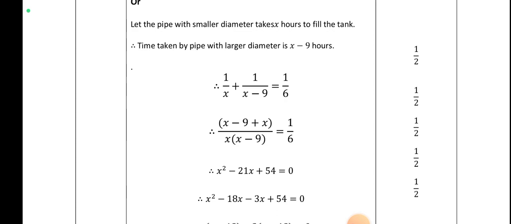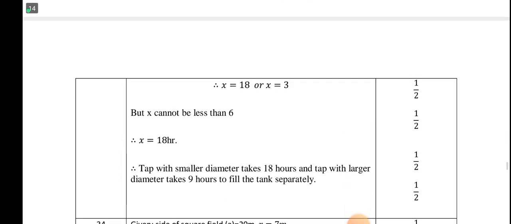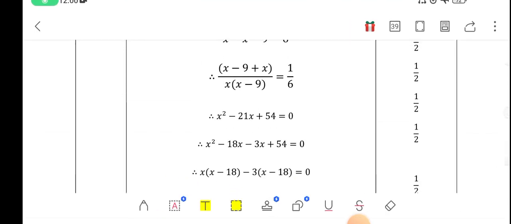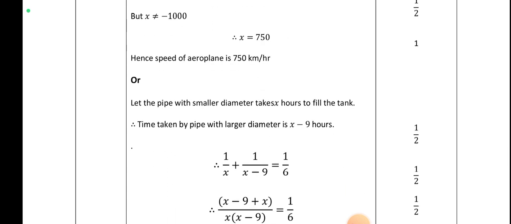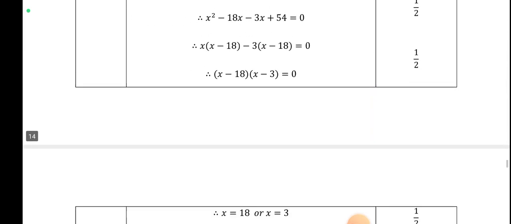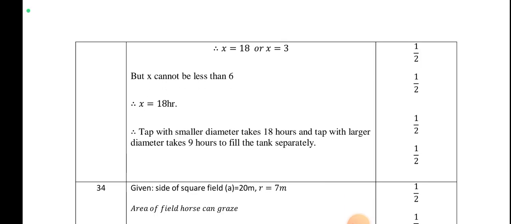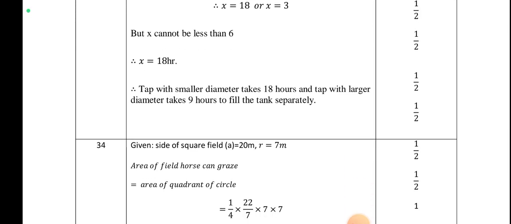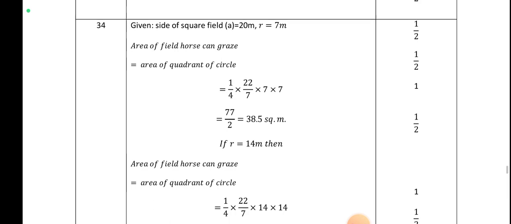I hope you go through exercise 4.3. Get the equation and the value x equal to 18 or x equal to 3. x cannot be less than 6. Why can x not be less than 6? You have to see. If it is less than 6, what will happen? Less than 9 also it cannot be, so it will be a negative value. So only x is 18. You have to conclude, and the conclusion carries marks: the tap with the smaller diameter takes how many hours, the tap with the larger diameter takes how many hours. And the 34th question, the aerial letter circles, horse grazing.